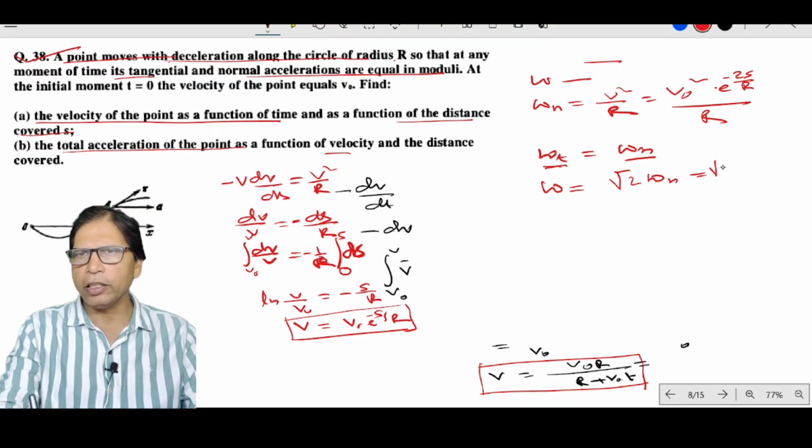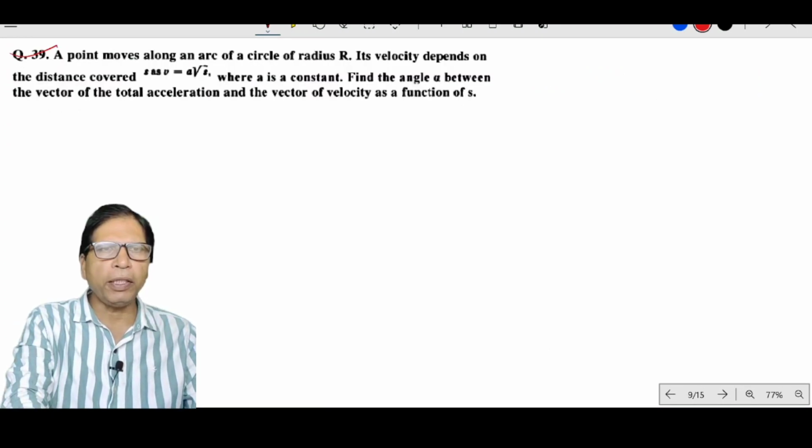That is, the acceleration is root 2 into v naught square by r into e to the power 2s by r. Okay, no problem. Now question number 39.